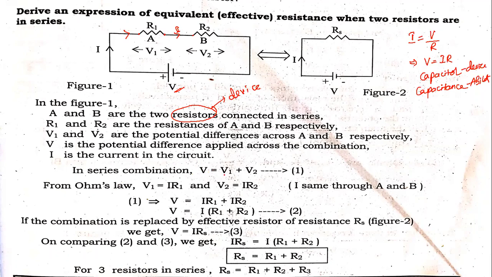In series combination, V is equal to V1 plus V2. The total potential V is equal to V1 plus V2. It is the same in capacitors too. So V is equal to V1 plus V2, write it like this. Now from Ohm's law, V is equal to I into R. So across resistance R1, V1 is equal to I into R1, the current being the same I. And V2 is equal to I into R2. So V1 is equal to I into R1 and V2 is equal to I into R2. Current is the same through A and B.